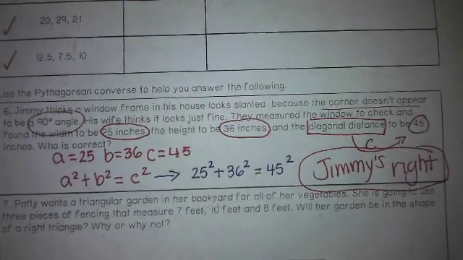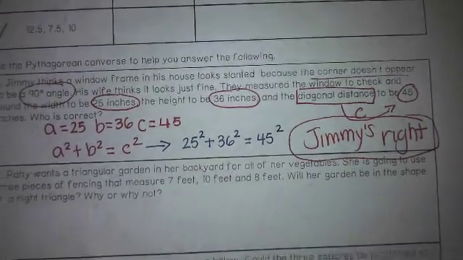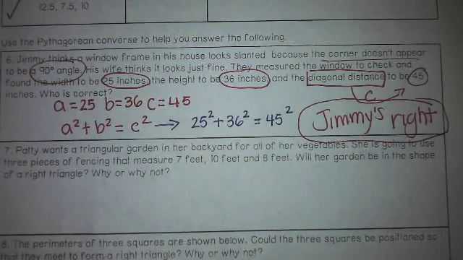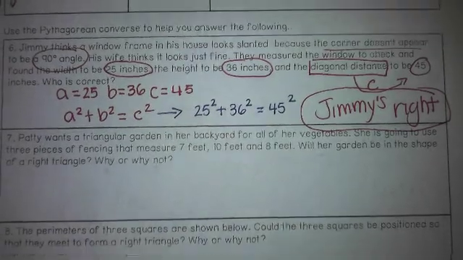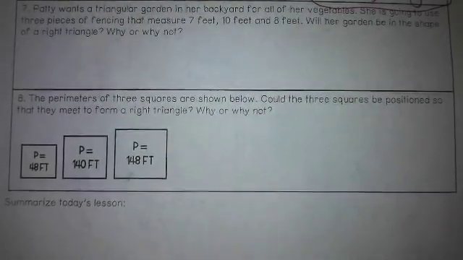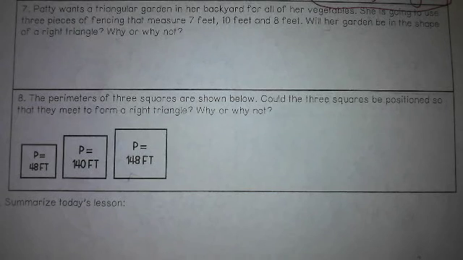Okay. If you need to pause here so that people can get that written down, please do. Okay. And now I want to kind of move to number 8. It says the perimeters of 3 squares are shown below. Could the 3 squares be positioned so that they meet to form a right triangle? Why or why not?